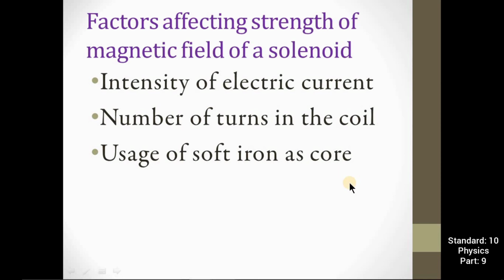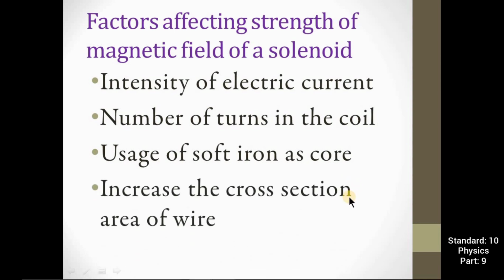If the solenoid is hollow, then there won't be much magnetic field. If we place a soft iron core inside that solenoid, then the magnetic field will be greater. Then the cross section area of the wire that we use to wind must be big, so that the magnetic field also increases. These are the topics we have covered in this phase.